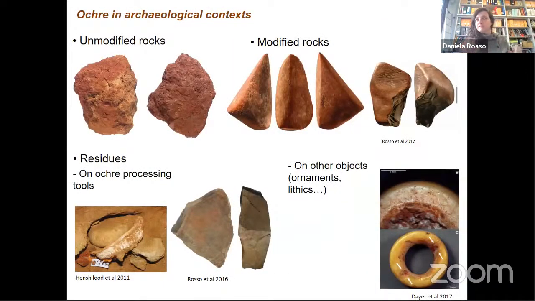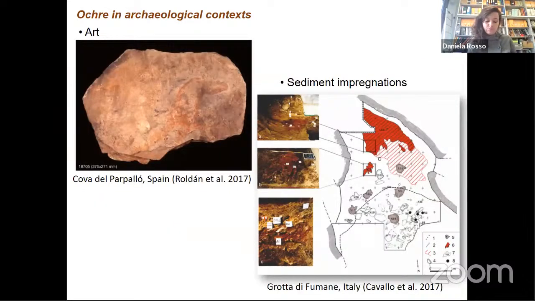Ochre can be found in different forms in an archaeological site, from modified or unmodified rocks to residues on different types of tools or objects, such as personal ornaments, lithics, etc. And also it can be found in the form of painted art, in the form of sediment impregnations, but here we will focus more specifically on ochre in the form of rocks and lumps.